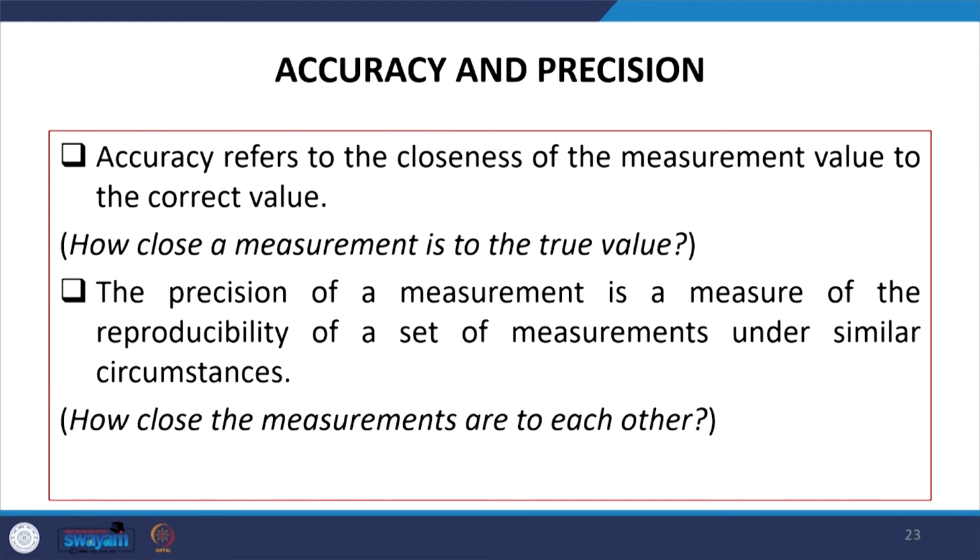Regarding accuracy and precision, accuracy refers to the closeness of the measurement values to the correct value. Okay. How close a measurement is to the true value is usually asked as the question. The precision of a measurement is a measure of the reproducibility of a set of measurements under similar circumstances. Okay. So, now the question you generally ask yourself is how close the measurements are to each other.